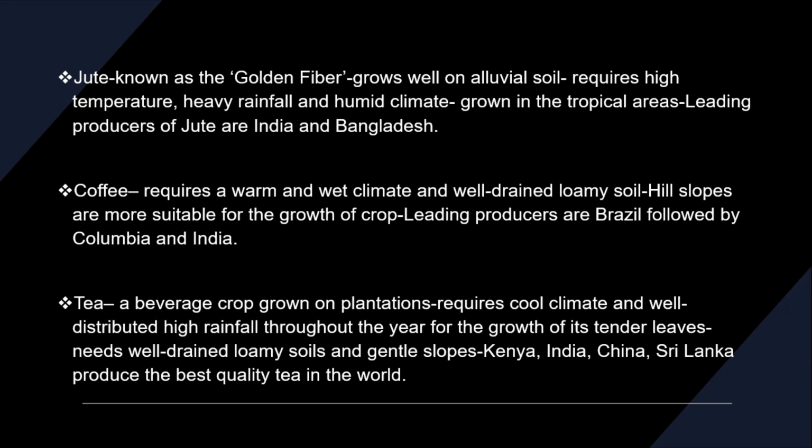Tea, a beverage crop grown on plantations, requires a cool climate and well distributed high rainfall throughout the year for the growth of its tender leaves. Needs well drained loamy soil and gentle slopes. Kenya, India, China, Sri Lanka produce the best quality tea in the world.